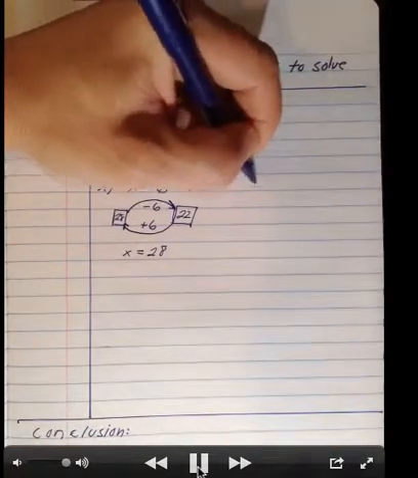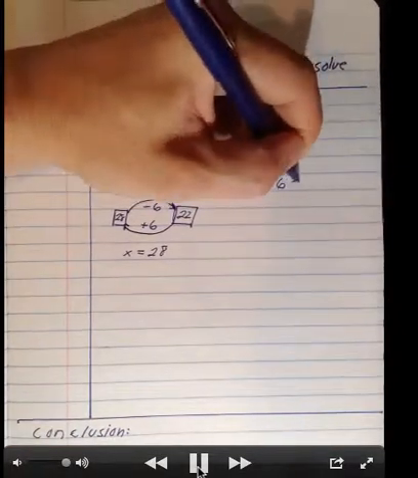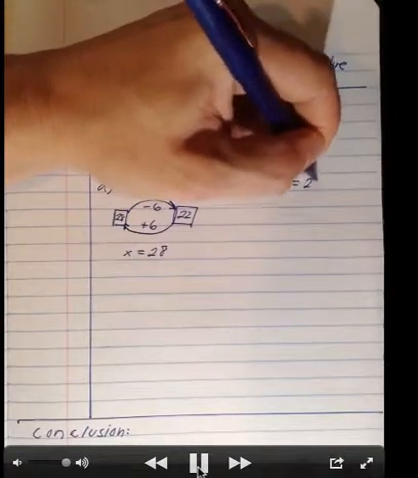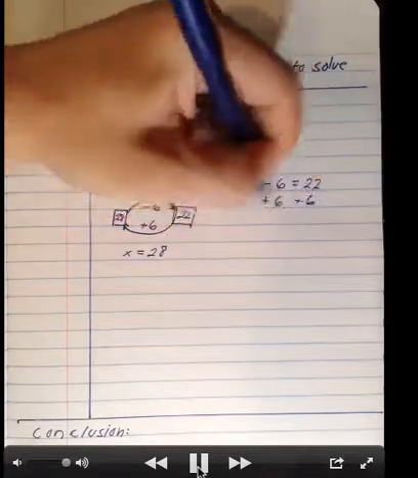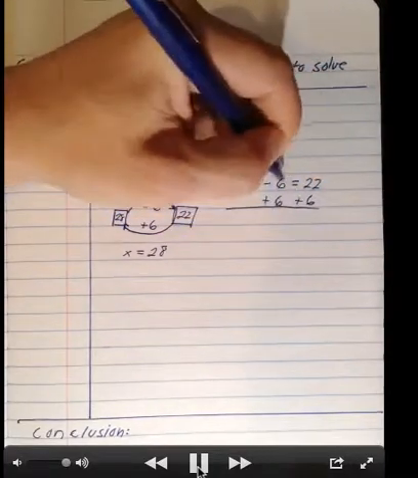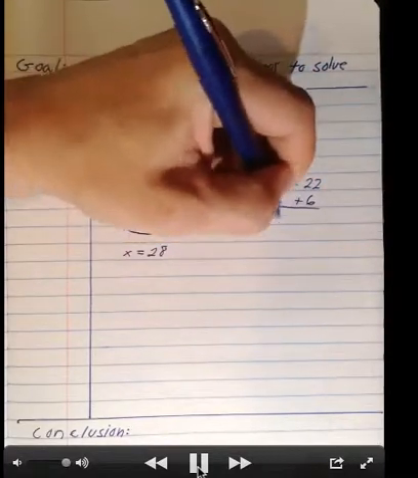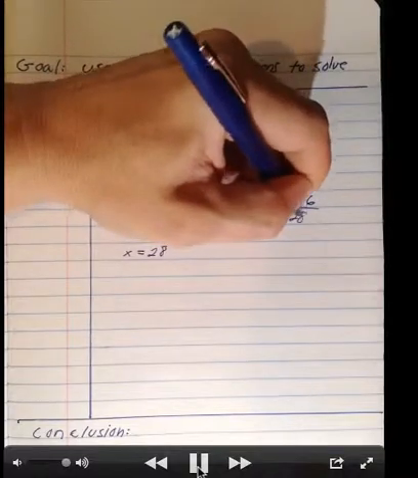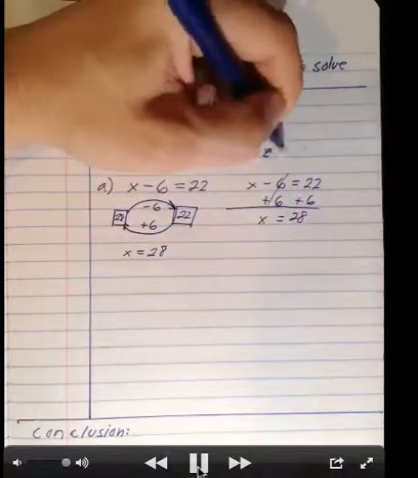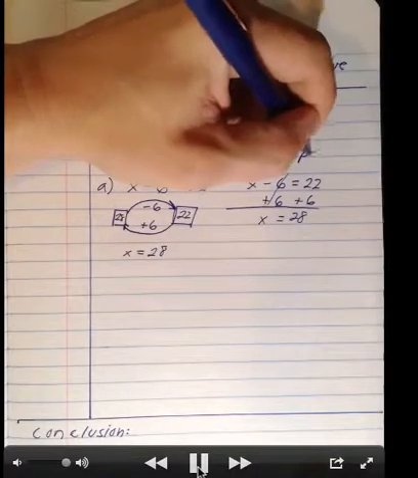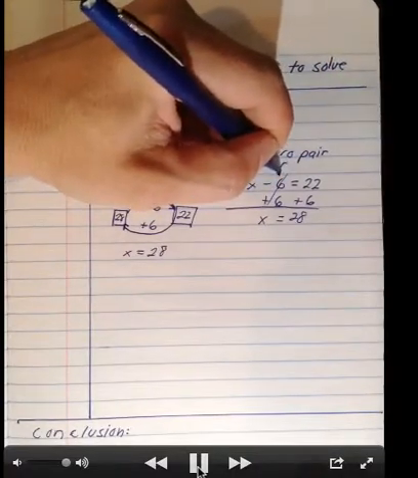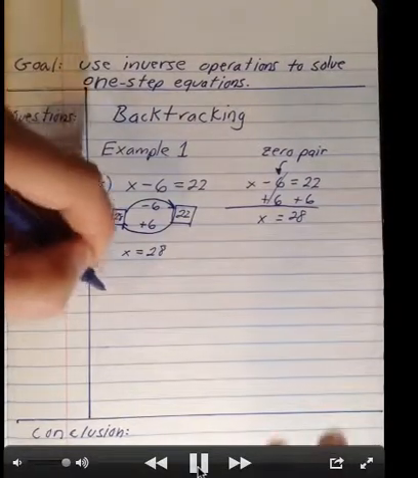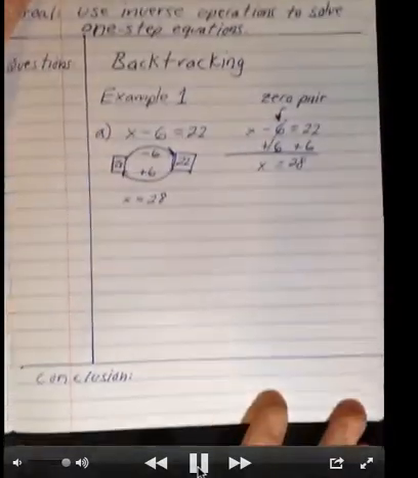The standard notation for x minus 6 equals 22 is to add 6 to both sides, creating what's called a zero pair. Zero pairs get eliminated because they have no value, and x equals 28. This is called standard notation. We'll get back to standard notation, but for right now we're going to learn backtracking.